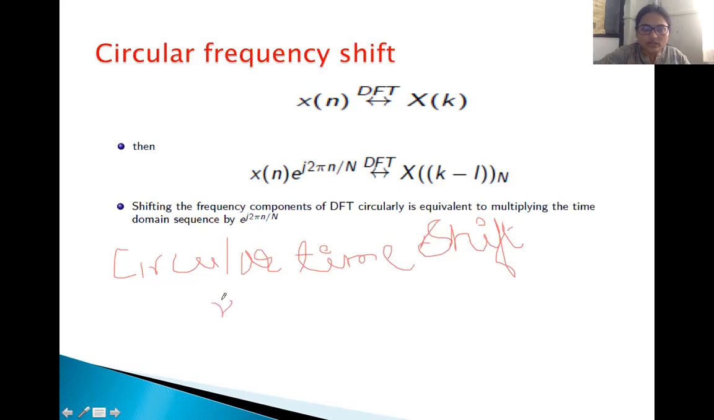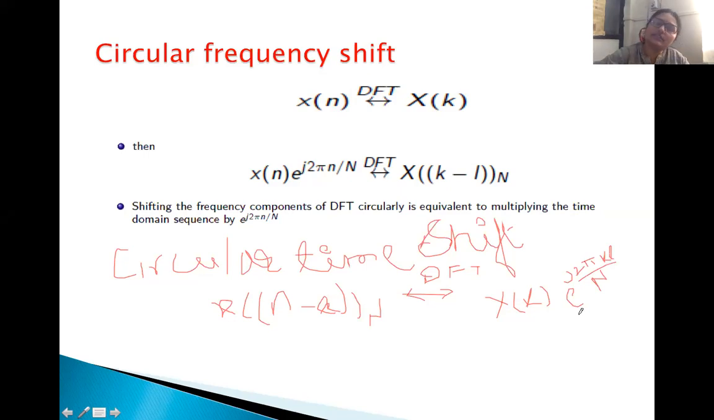So we'll write down x of n minus L modulo N. When we apply DFT upon this sequence, shifted by L units, the DFT will be X of k multiplied by e raised to j 2 pi kL divided by capital N. So the values are shifted by L units, or this is going to be multiplied by a complex exponential in the frequency domain.